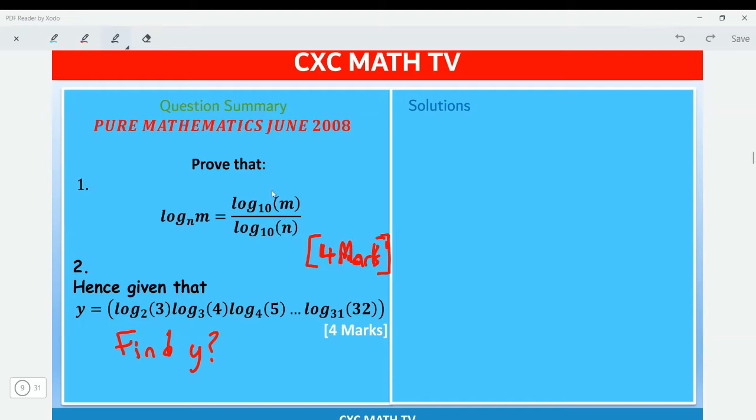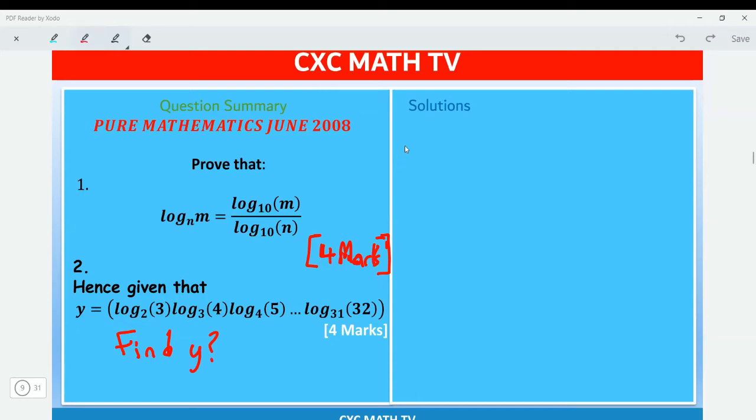So the question says, prove that log base n of m is equal to log base 10 of m over log base 10 of n. So go ahead, pause the video and attempt. You should be laughing at this question. You just eagerly want to get to the second part, right? But we still have to do it for formality.